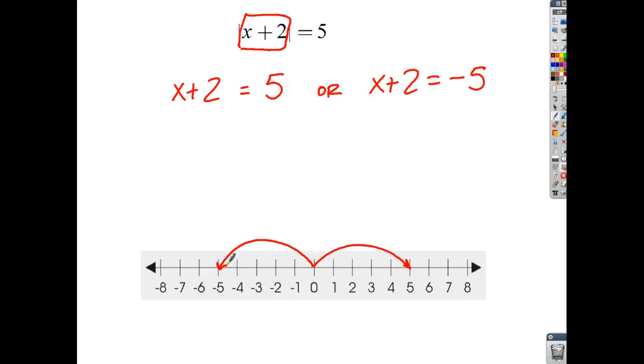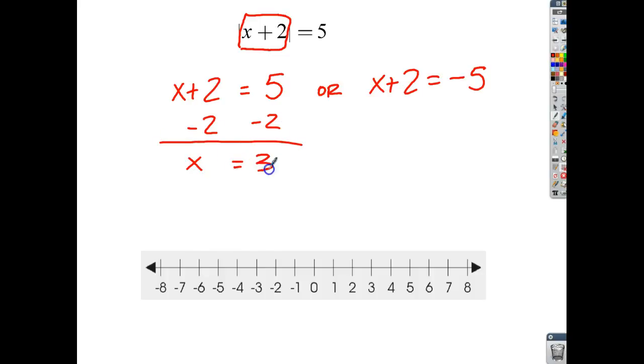Either one of those things, right? I don't know which one it is. And then it's x plus 2. So let's go ahead and solve these independently, all right? And I'm going to solve this. I'm going to subtract 2 from both sides, and I'm going to say, okay, x could be 3, right?